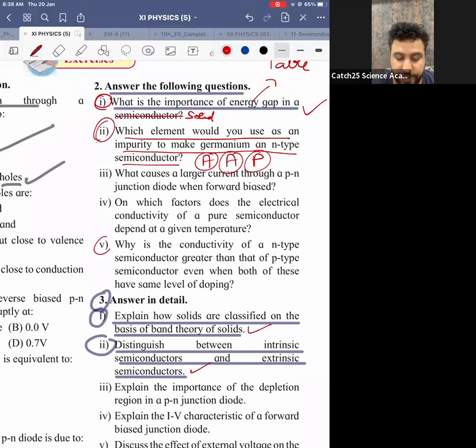Now look at question number 5. Why is the conductivity of N-type semiconductor greater than that of P-type semiconductor when both of them have the same level of doping? The answer is the same: because mobility of electrons is more. Correct? We have just done it, because the mobility or speed of electron is more.